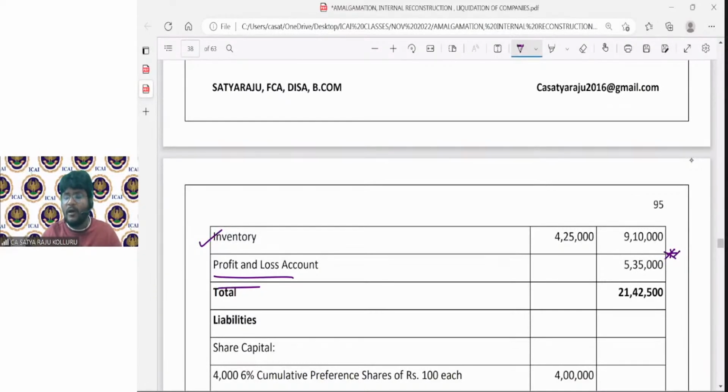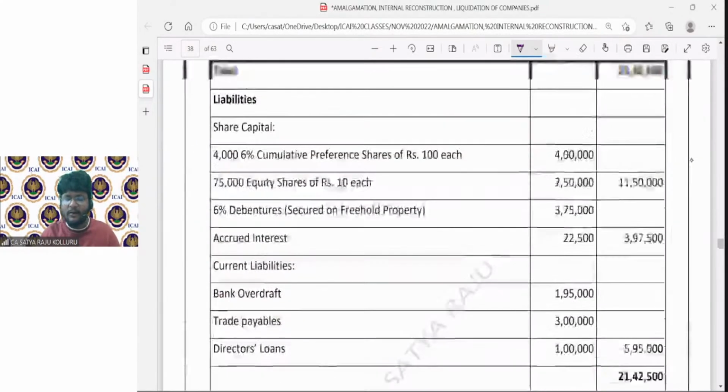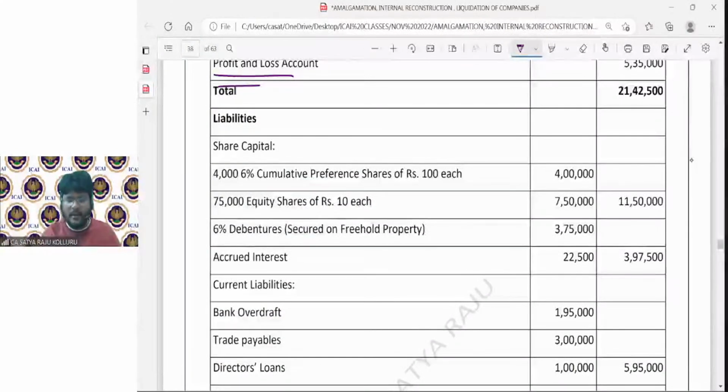If you check now, I'm highlighting the P&L account. If you saw while reading the problem for amalgamation, I never highlighted the P&L. Why am I highlighting the P&L now? Because the balance in P&L I need to nullify with the reconstruction account. That's why I'm checking. Next, come to liabilities under the share capital.